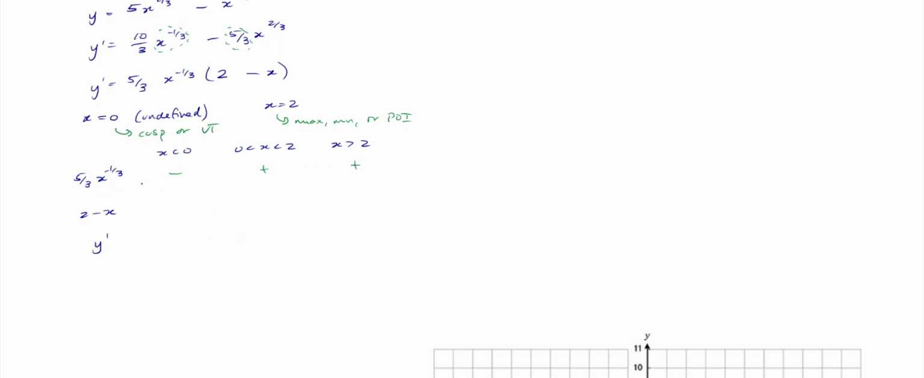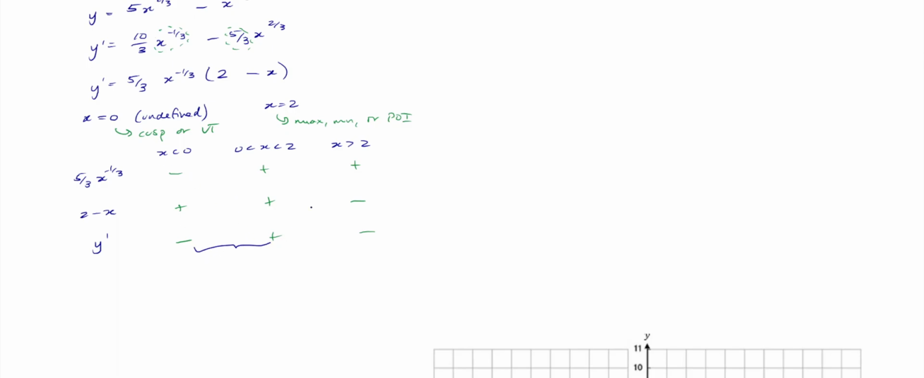If x is less than 0, then this would be negative. Between 0 and 2, that makes this positive. And x greater than 2, that would be positive. If x is less than 0, then this right here is going to be positive. Between 0 and 2, this still stays positive, but if x is greater than 2, then this becomes negative. So overall, this is negative, this is positive, and this is negative. Well, we know that when x is equal to 0, it was undefined, so that made it either a cusp or a VT.